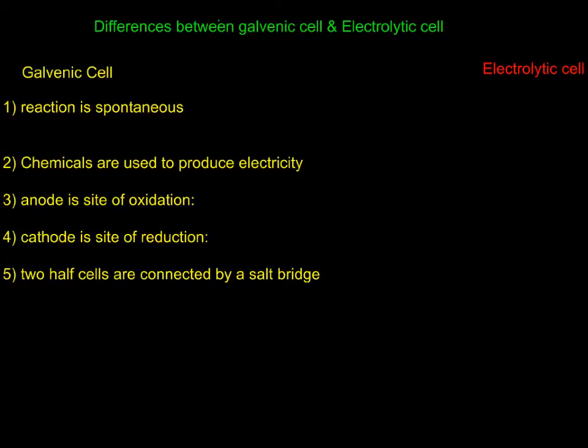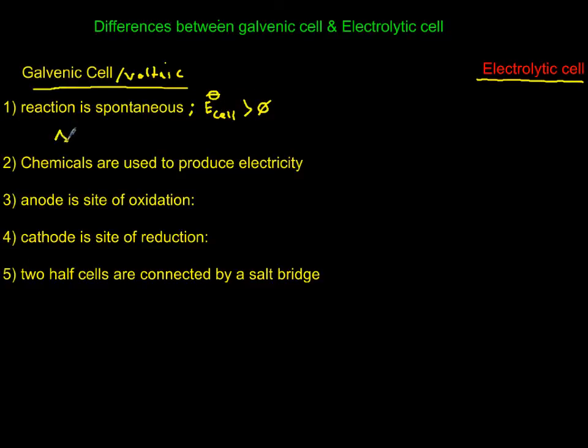To distinguish between a galvanic cell, also known as a voltaic cell, and an electrolytic cell, there are basically 5 differences I want you to remember. One is that in a voltaic cell, in order to make a wet cell or a wet battery, the reaction has to be spontaneous, meaning your E cell should be greater than 0.